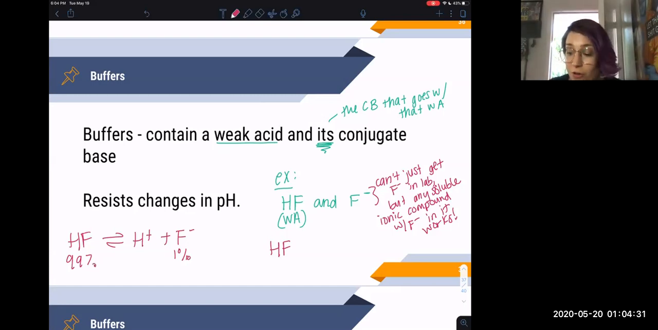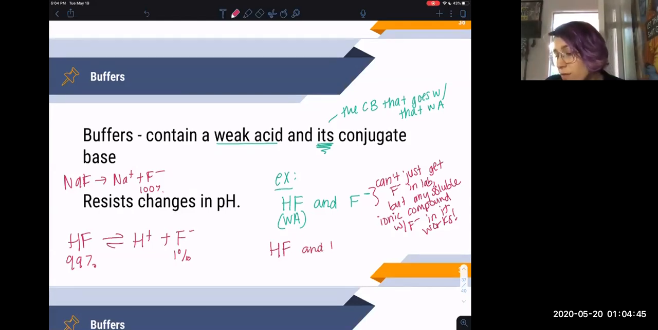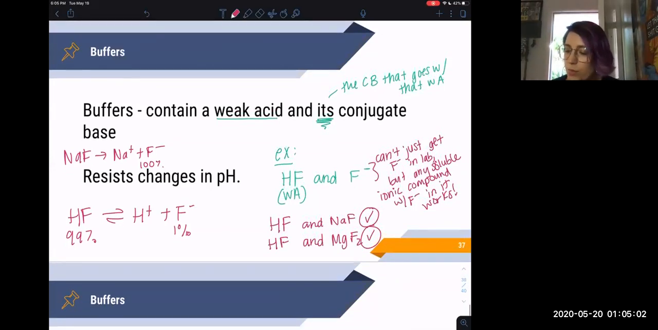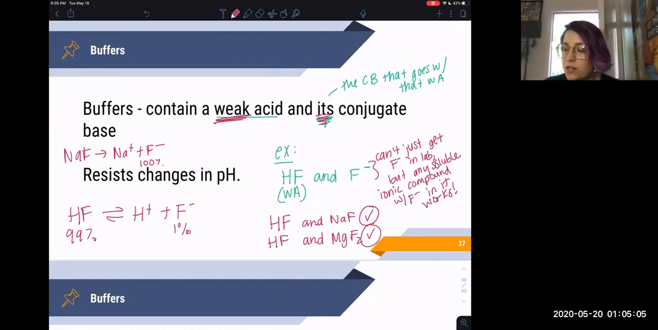Any ionic compound though is. If I take sodium fluoride, it only goes one way, right? 100% of it is fluoride because it's soluble in water. It dissolves in water. So you could have sodium fluoride. That's acceptable. That counts as a buffer. You could have magnesium fluoride. That counts as a buffer. Anything with fluoride in it would still count as a buffer. So it has to be weak, not strong, and it has to be the conjugate base that goes with that acid. It has to be the pair. Notice they're both going to have F in them.